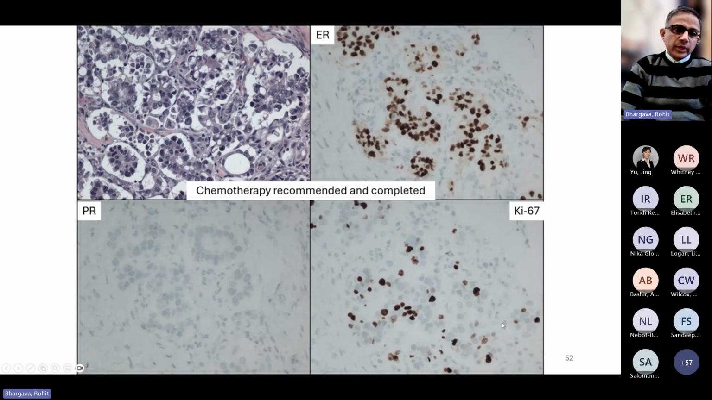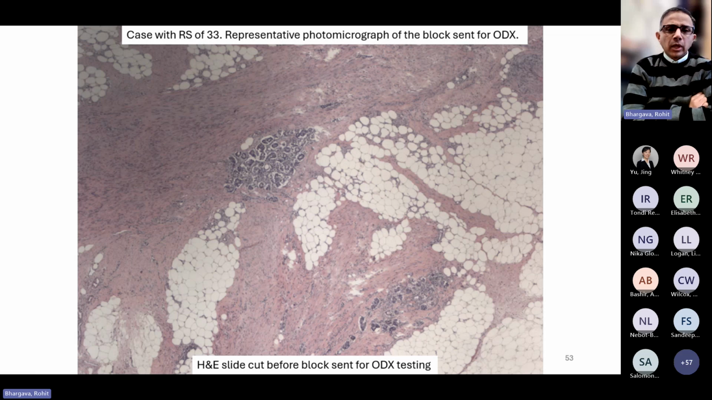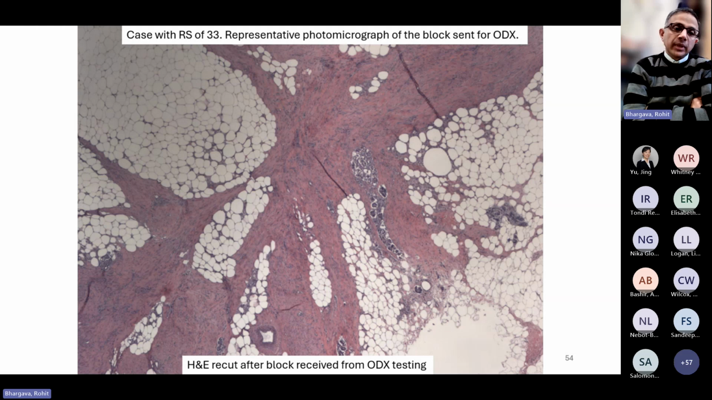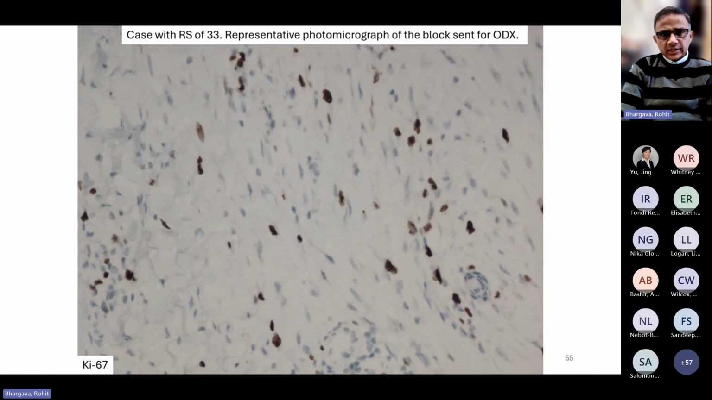But the thing we noted in this case was that the amount of tumor in the block that was sent was really minimal. This is a section before the Oncotype DX, when the block was sent. And then we also did a recut after the block came back, and you notice that the amount of tumor is very minuscule here. And sometimes you wonder if this reactive fibrosis is contributing mostly to the score rather than the tumor itself, although there is no certain way to tell that difference. But we did Ki67, and it was a proliferative stroma.